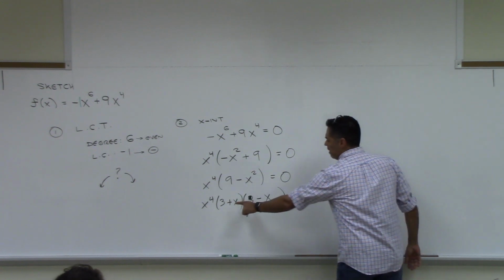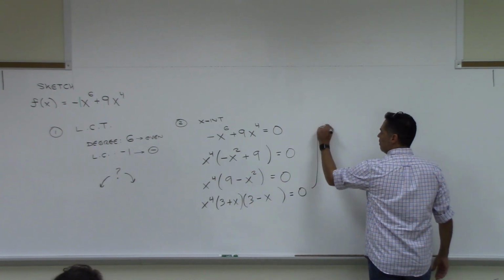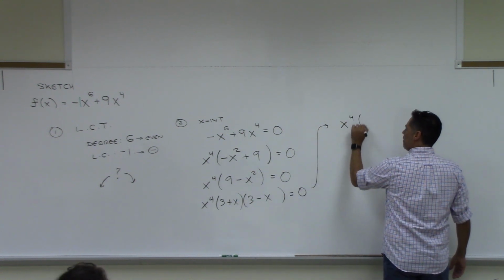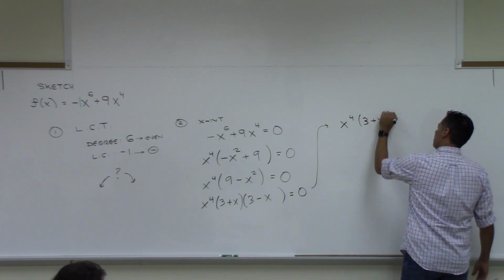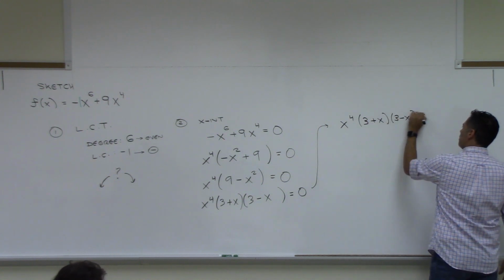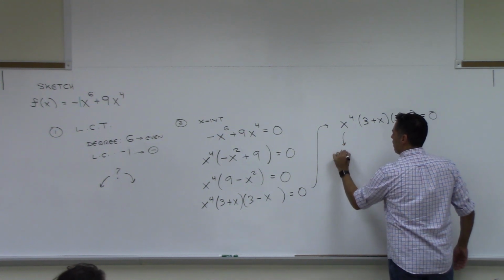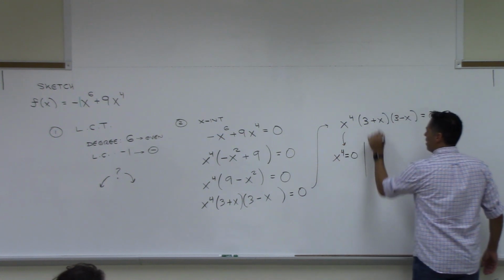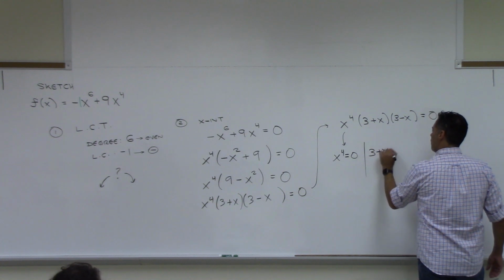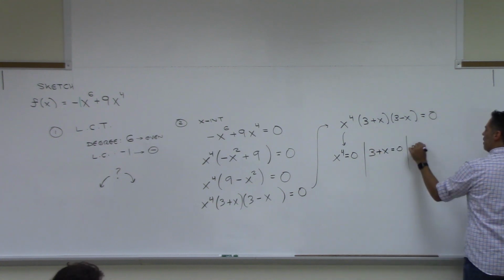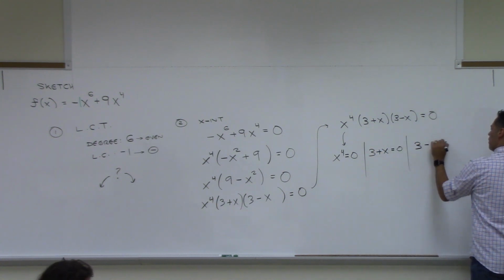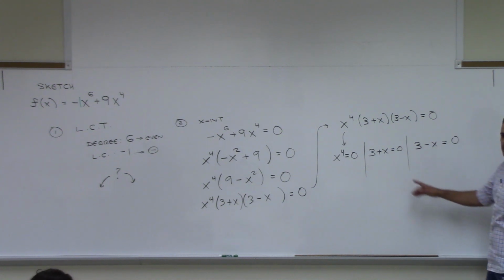All right, so set each of these equal to 0 now. Let me continue. X to the fourth, 3 plus x, 3 minus x equals 0. So set this equal to 0. Set this one equal to 0. Set that one equal to 0. And then solve each of these.